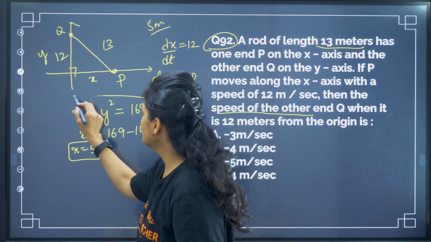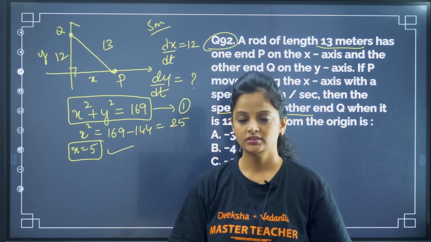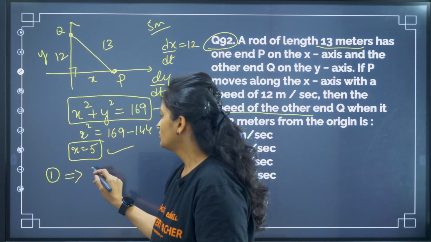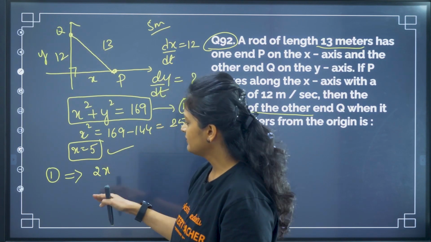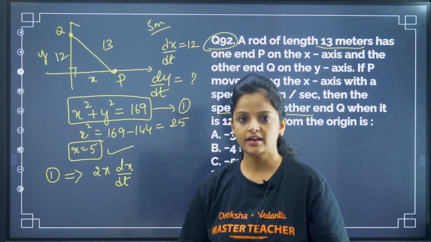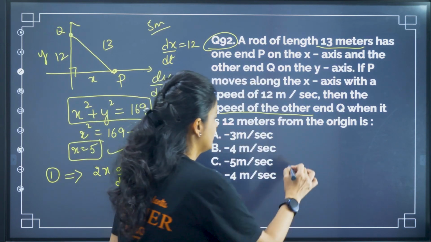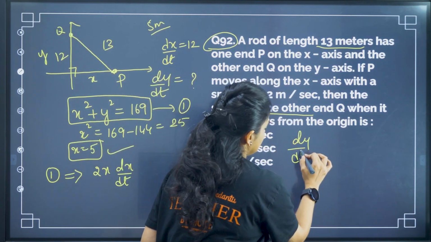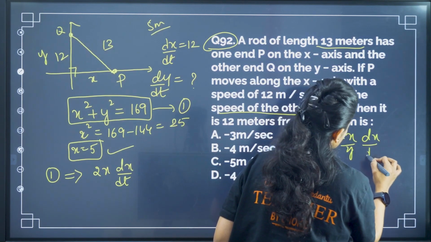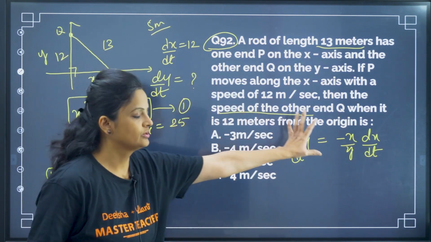Okay, now go back to this equation 1. The x value we got. Now differentiate equation 1. 2x dx by dt plus 2y dy by dt. If you differentiate this, you should know what you will get and you should know how to write it directly. I'll show you. You can write it directly as dy by dt is equal to minus x by y dx by dt. On differentiation and cancelling, you will get this.